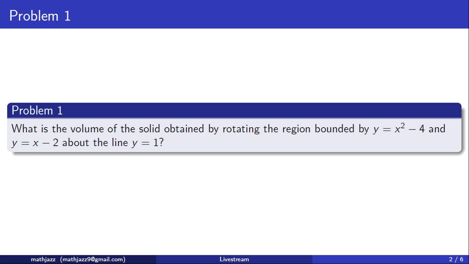Here is problem number 1. What is the volume of the solid obtained by rotating the region bounded by y equals x squared minus 4 and y equals x minus 2 about the line y equals 1? So y equals 1 is our axis of rotation, and the parabola and the other line are the bounds of the region being rotated.